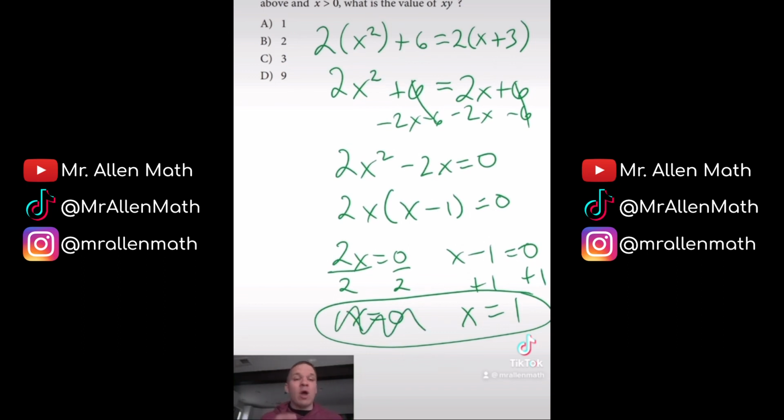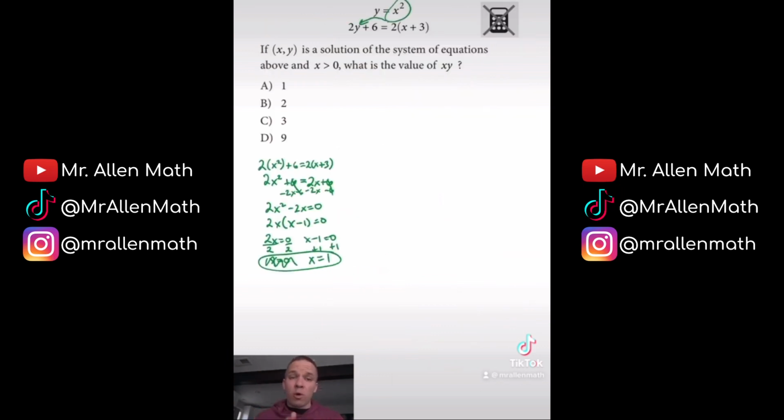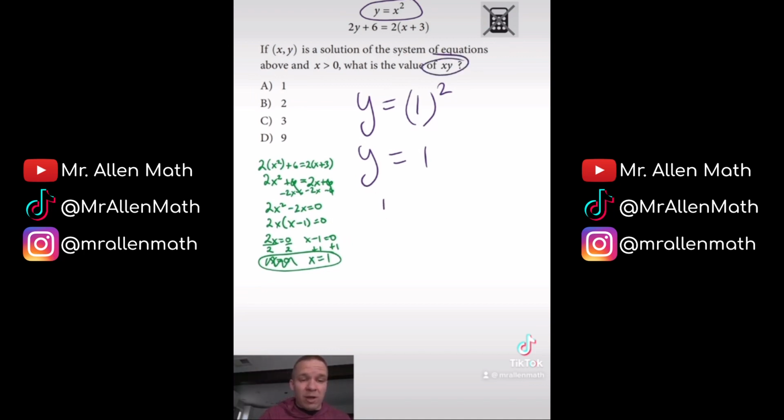Now I need to get x times y. So that means I need to solve for y here. So I'm going to take my working x value based on this problem here, and I'm going to plug it in. So I think really the easiest one to work with here would be that guy right there. So y equals, and then I'm going to substitute the 1 in for x. I like to use parentheses when I substitute in, and then I will have y equals 1 squared is 1, so y equals 1. And if I want the value of x times y, well, I've got 1 times 1, which is just 1. My answer is A.